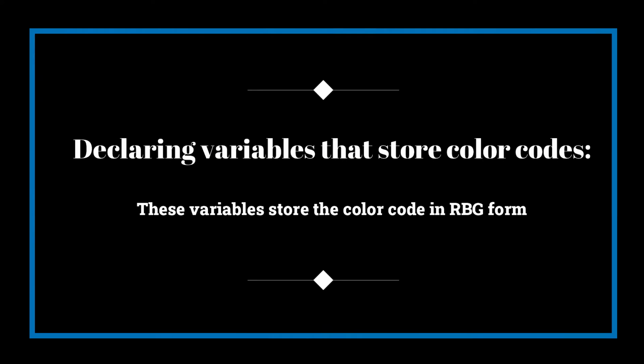Step 4 is declaring variables that store color codes. These variables store the color code in RGB form.